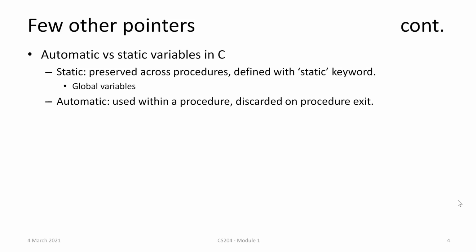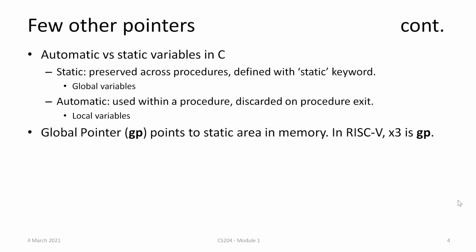On the other hand, we have automatic variables in C, which are typically declared and used within a procedure, and they will not be accessible once we exit that procedure. As you might guess, these would be the local variables of various functions. Now, how do we identify the locations of these global variables? By using the global pointer, GP. The X3 register is the one holding the global pointer.